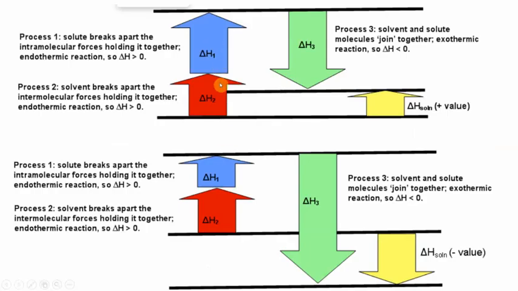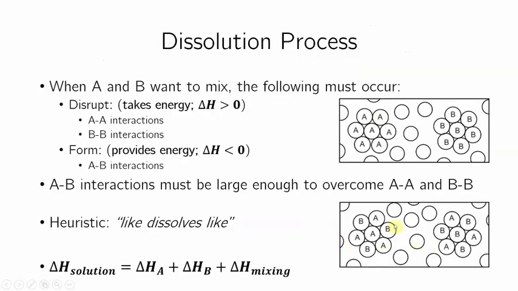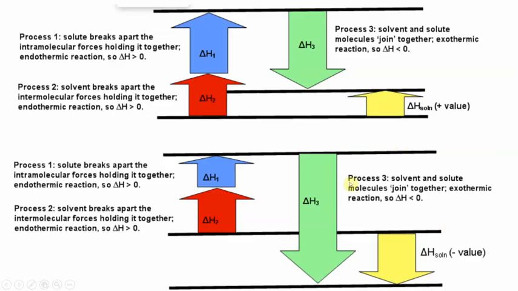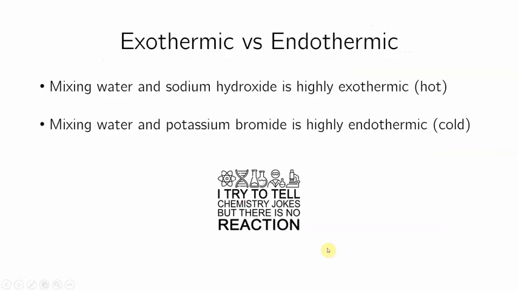If breaking 1 and 2 requires more energy than forming 1 and 2 together, then we have an endothermic heat of mixing, because it requires a net amount of energy to do. Conversely, if this mixing interaction is larger than these two, we will form an exothermic heat of mixing, heat of solution, and this is more likely to occur for an actual solution.